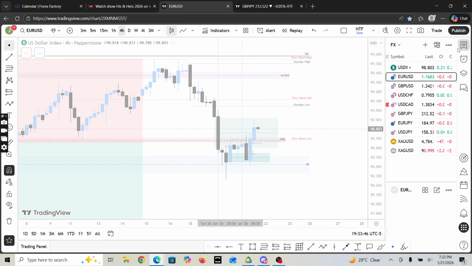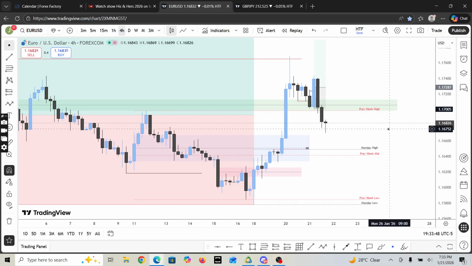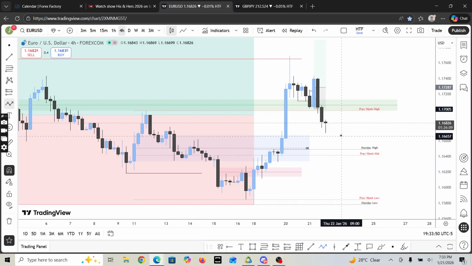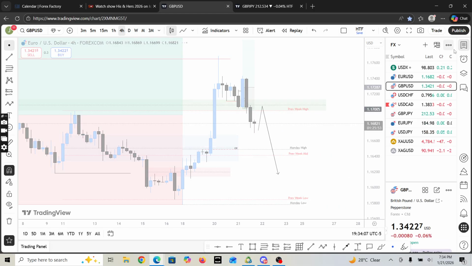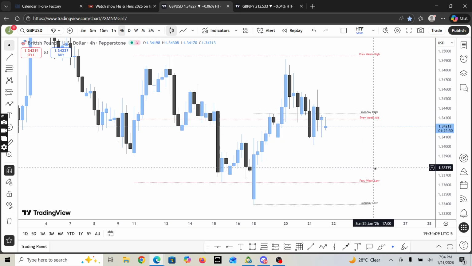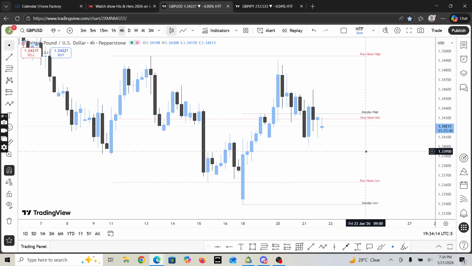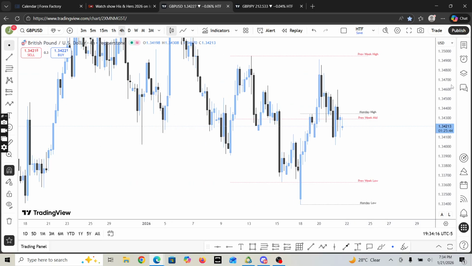For this, I would want to see this one and then continuation, right? From there, right? This one looks quite easy. And let me see for cable. So cable is quite choppy.